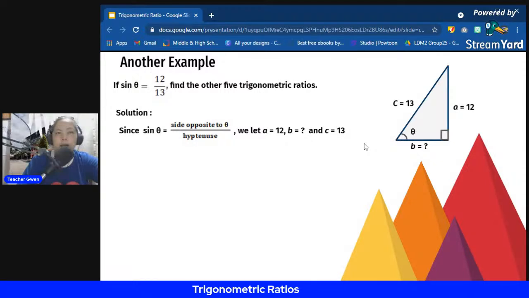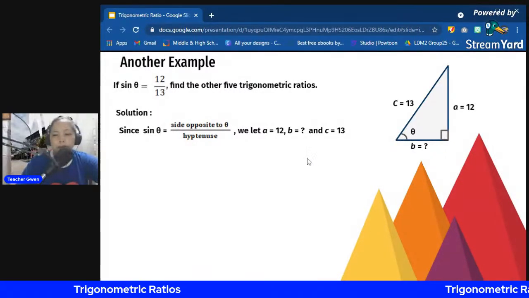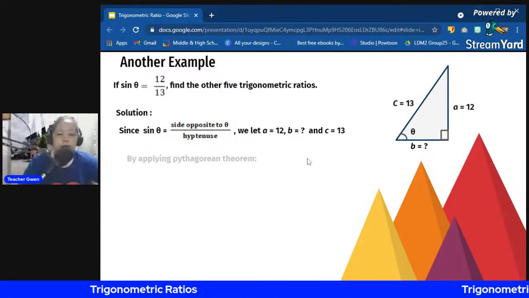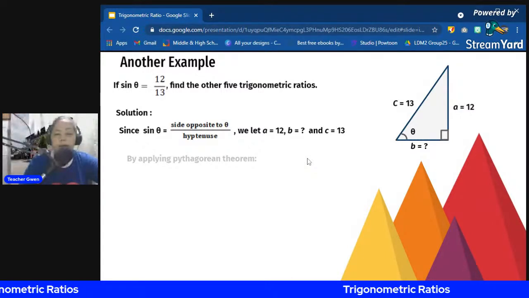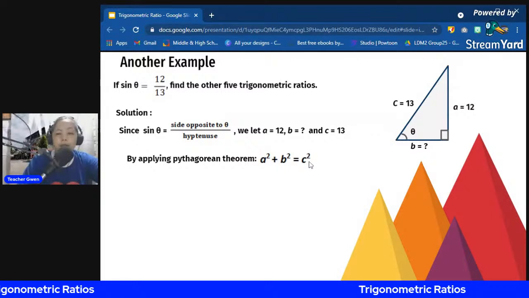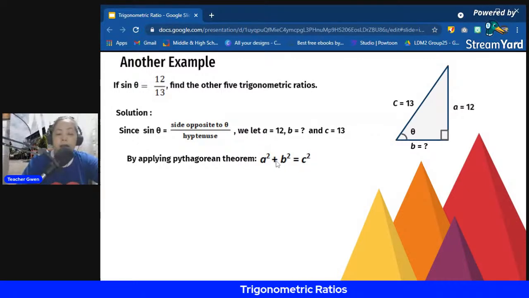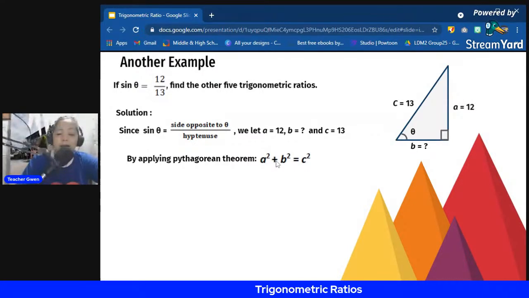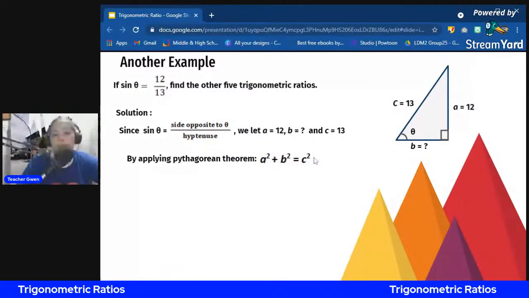Okay, so how do we find the value of B? Magamit na nato si Pythagorean theorem. I-apply na nato ang Pythagorean theorem. So we have here A squared plus B squared is equal to C squared, or the sum of the squares of the two shorter legs is equal to the square of the hypotenuse.